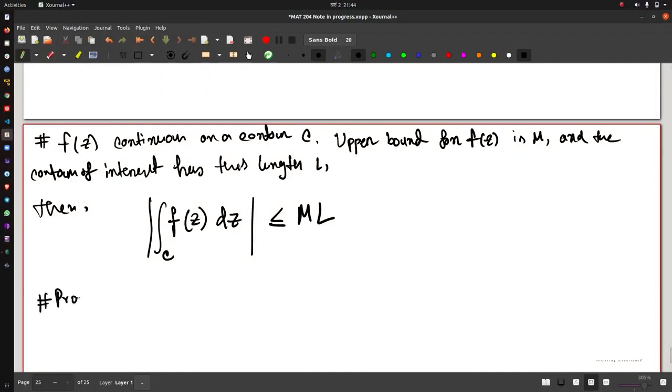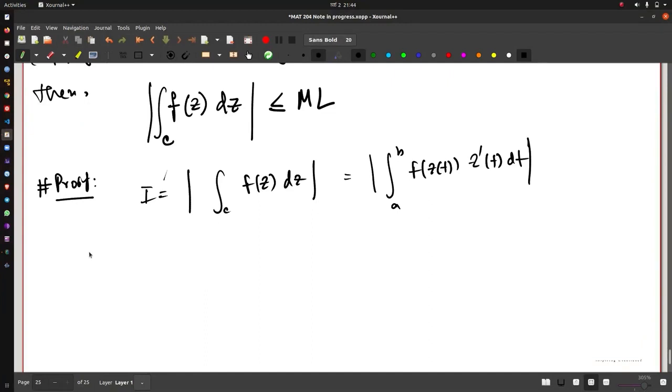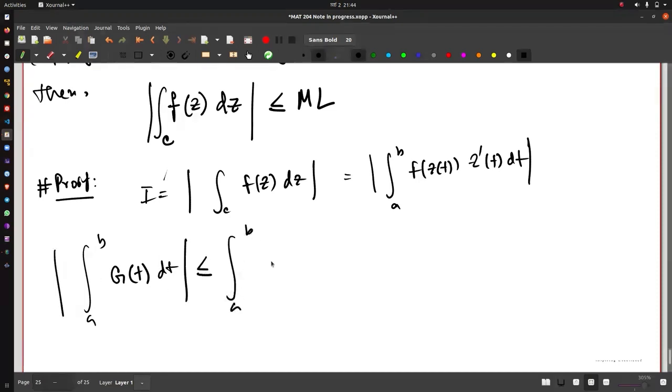It's pretty simple. Let's call this I, the integral over C of f of z dz. Now you can use the parameterization to transform this into an integration with limits, a to b, f of z of t, z prime of t dt. And from real variable calculus, you already know this inequality: the integral from a to b of g of t dt is less than or equal to the integral from a to b of the modulus of g of t dt. So use this inequality over here.